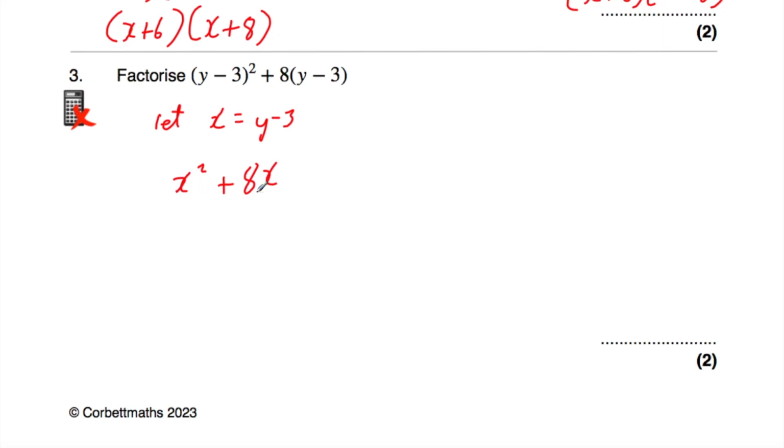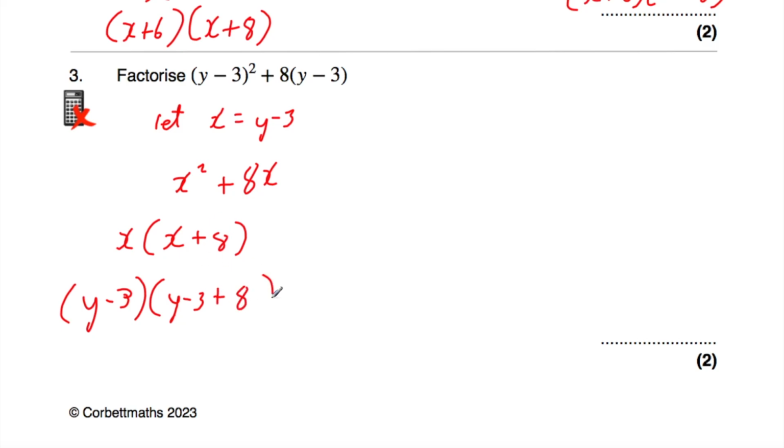Now let's factorize this. We can take our x out, so we'd have x bracket, and then we would have x plus 8, close brackets, just taking the x out. If you've got x squared plus 8x, if you factorize it, you'd get x(x plus 8). Now we can just replace the x with y minus 3. So this x, we're going to replace it with y minus 3. So let's put it in brackets, (y minus 3), close brackets. And then we had x plus 8. Well, x is y minus 3, so we've got y minus 3, but we've still got that plus 8, so plus 8, close brackets.